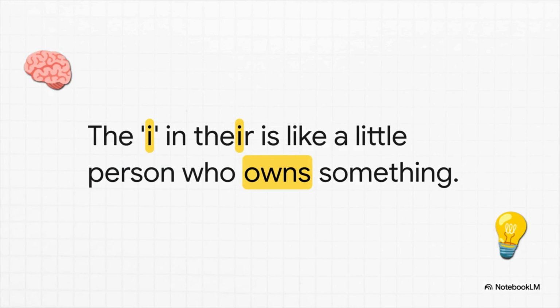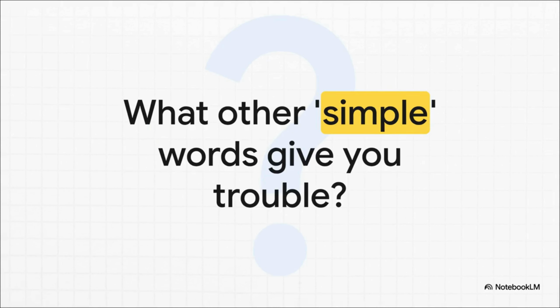And you know what? Here's a fantastic little trick to remember it forever. Look at the word there. It has the letter I right in it. Just imagine that I is a little person, and that little person owns something. So there is always the one for possession. And that is it. You now have all the tools you need to tell there and there apart every single time.